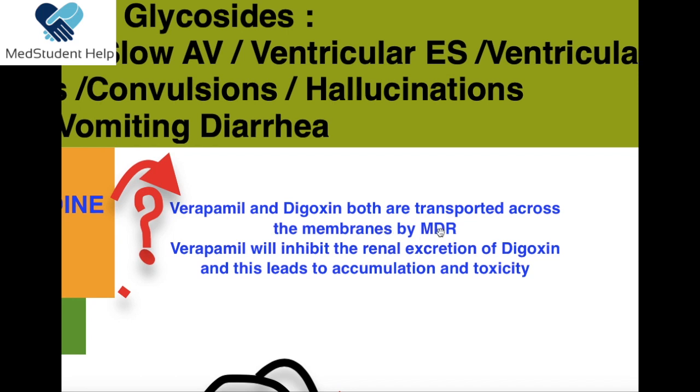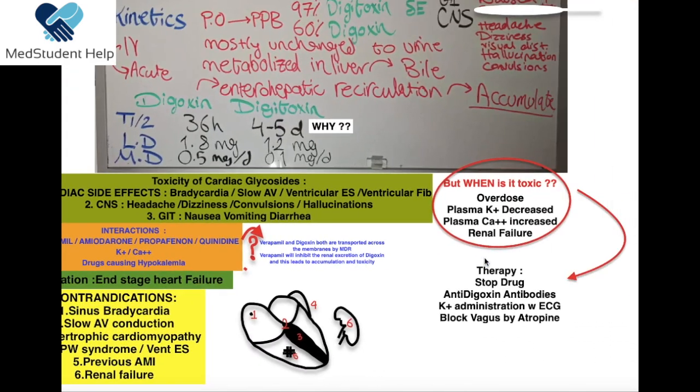If the verapamil wins the competition, this means the digoxin is going to accumulate in the body because the verapamil is occupying the MDR. And if the digoxin is accumulating, this is going to lead to toxicity, right?